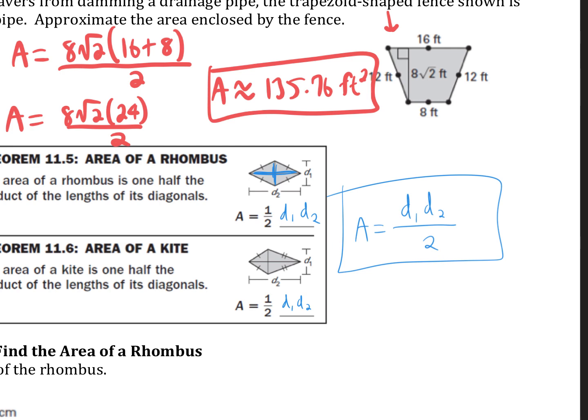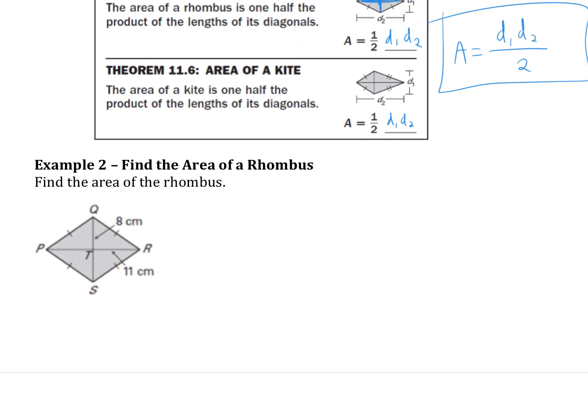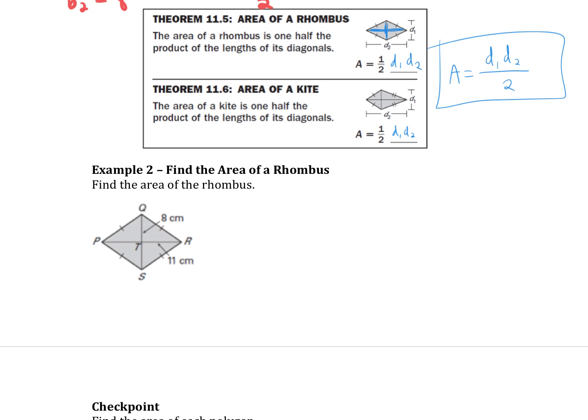So example 2 wants us to find the area of this rhombus. We need to find the length of diagonal 1 and diagonal 2, and then we can just plug it in. So what's diagonal 1 here? We have 8. It doesn't really mention whether it's all the way across, so I just called diagonal 1 8. And diagonal 2 is going to be 11. So the area equals diagonal 1, which is 8, times diagonal 2, all over 2, which gives 88 over 2. So the area equals 44 square centimeters.